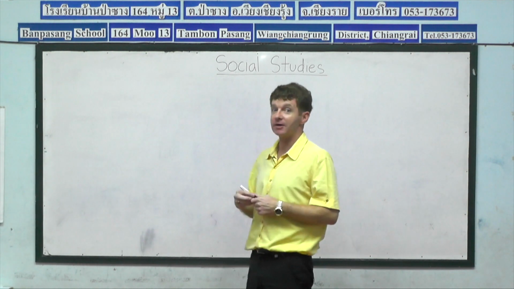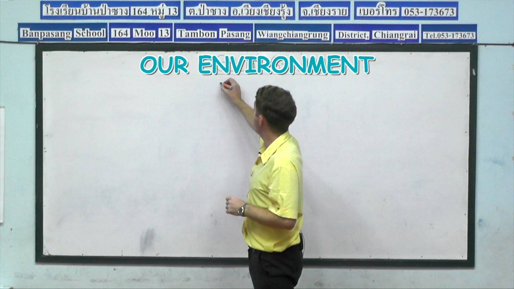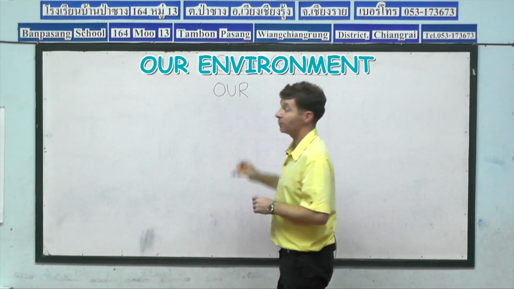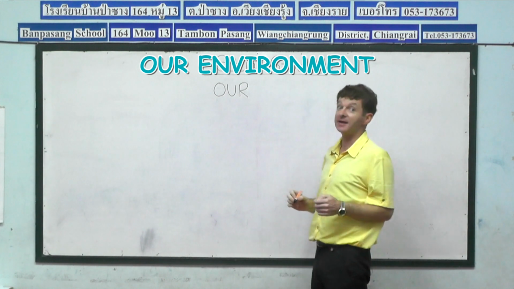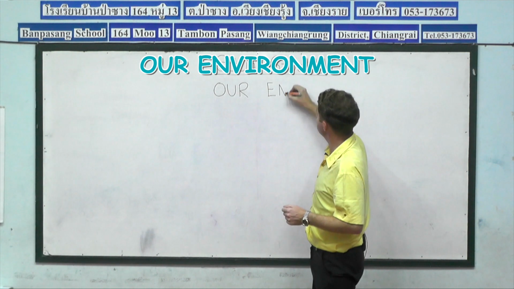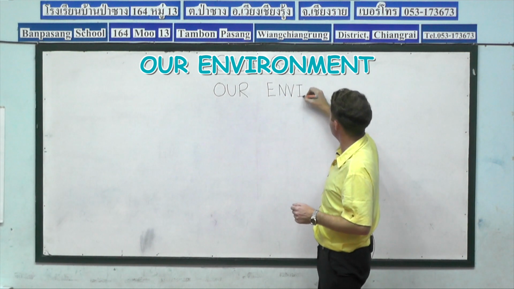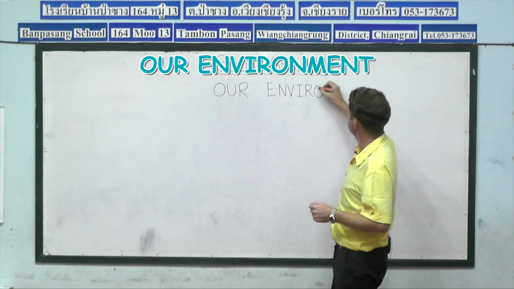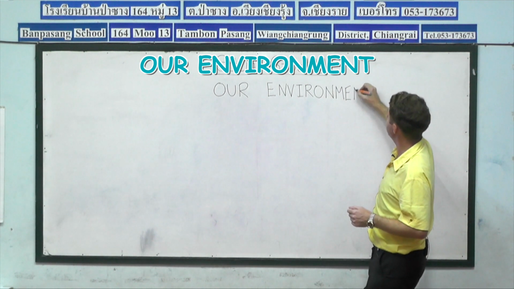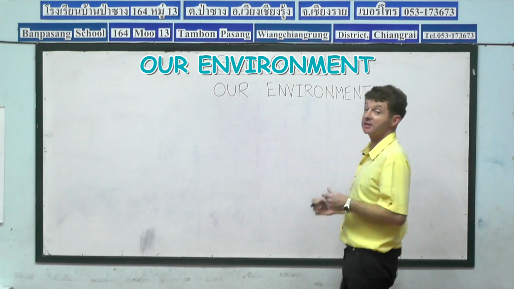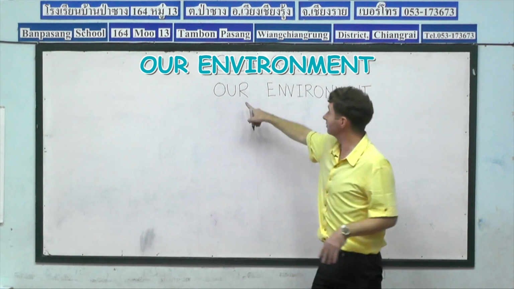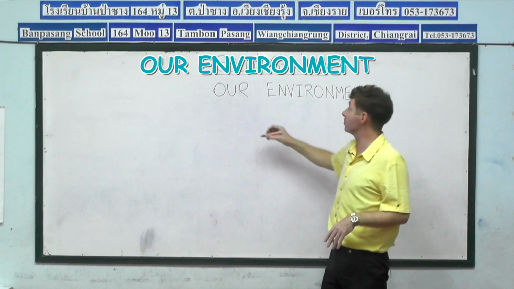So let's write that phrase on the board first, guys. O-U-R. And then environment. Excellent, guys. Very well spelt. So the area around where we live, where we are now, is called our environment.